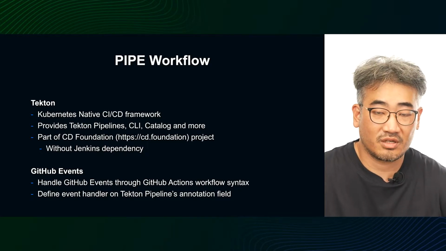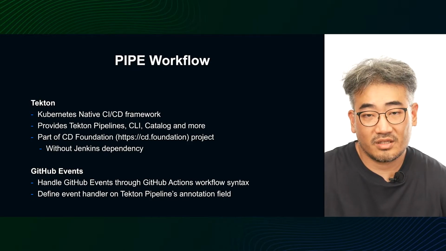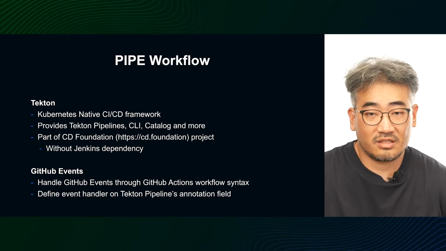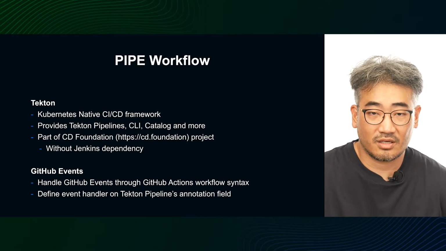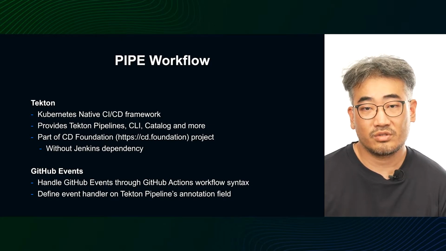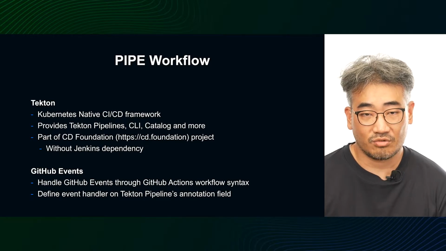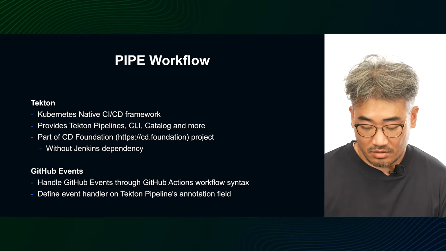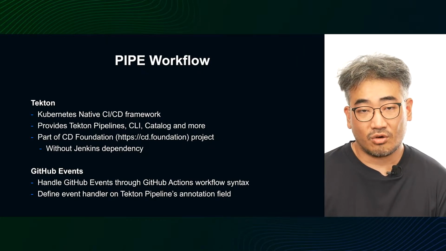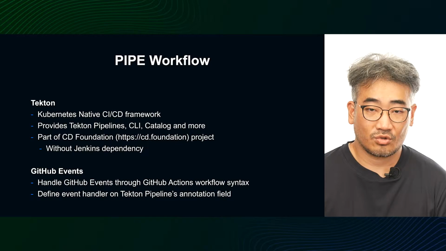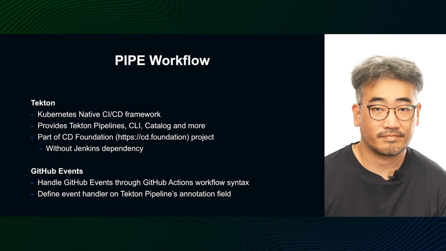For GitHub Actions, developers probably have a lot of experience, and in order to handle GitHub events, we thought it would be better to use GitHub Actions than to develop something ourselves. So we provide GitHub Actions syntax on top of Tekton pipeline. Whenever there's an event, developers just need to define it in Tekton's annotation field.